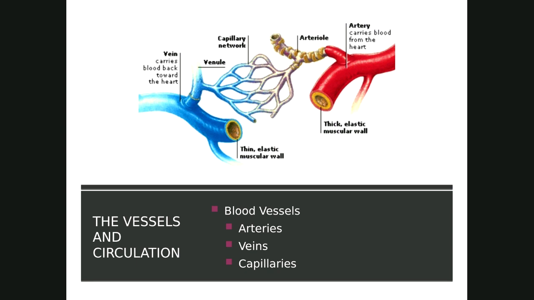We're going to continue on to the blood vessels, arteries, veins, and capillaries next. Arteries carry blood from the heart. Veins carry blood toward the heart. And our capillary network is where the venules and arterioles intermesh into a thin network.